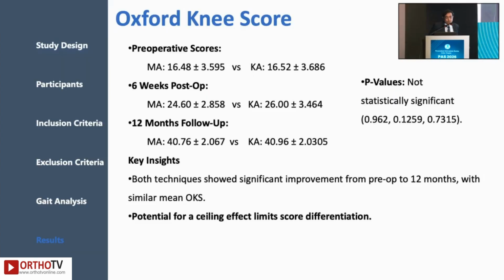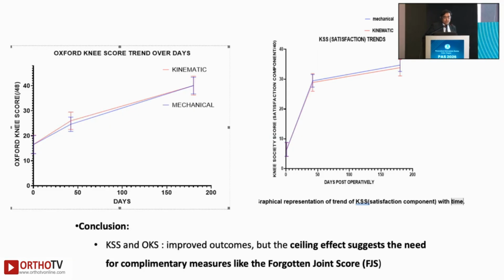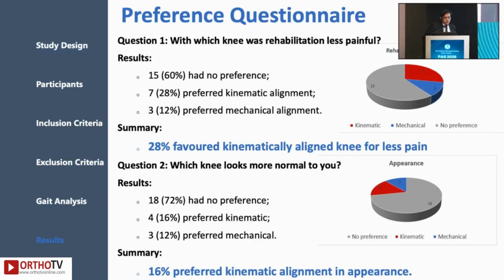For the Oxford Knee Score also, both techniques had significant improvement, not much difference in terms of statistical significance, but better with the kinematic, as well as the Knee Society Score. Maybe these are all because of the ceiling effect of these scores. So these are just a representation of this.